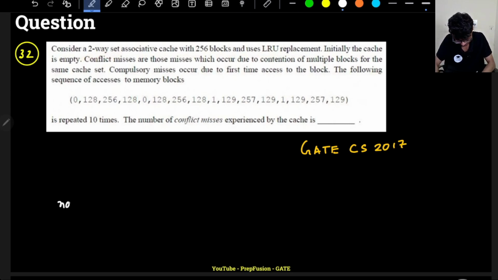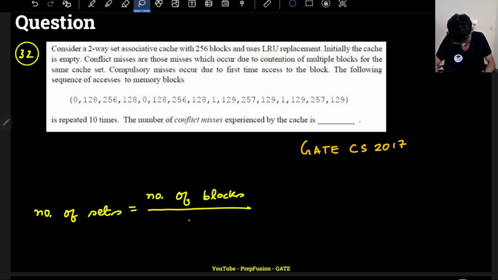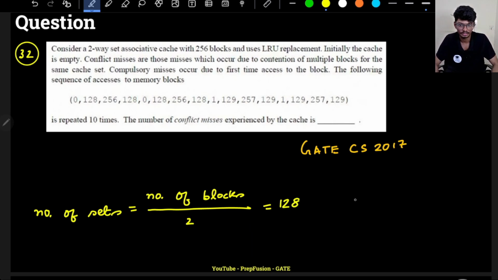So the number of sets will be the number of blocks divided by the way set, divided by 2, right? So it will be 128 sets. There will be a total of 128 sets.